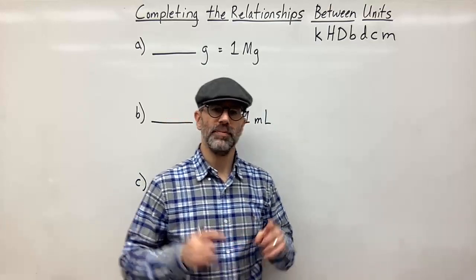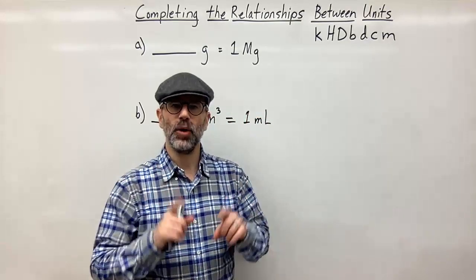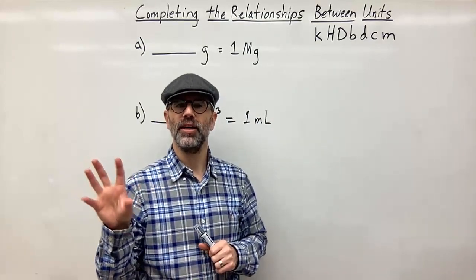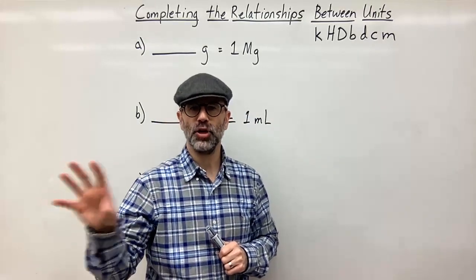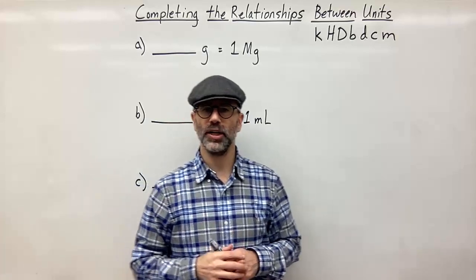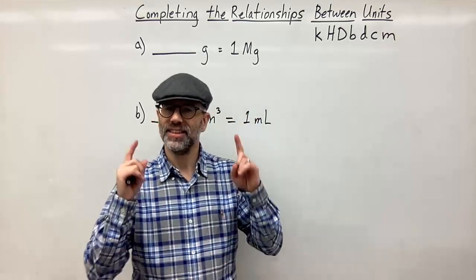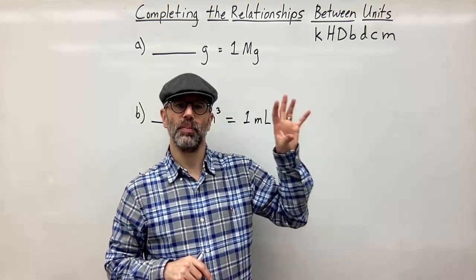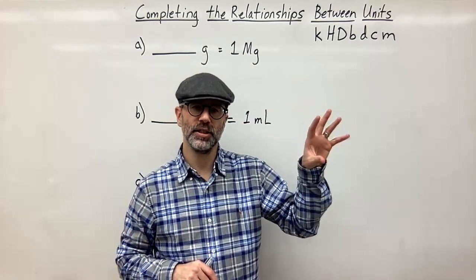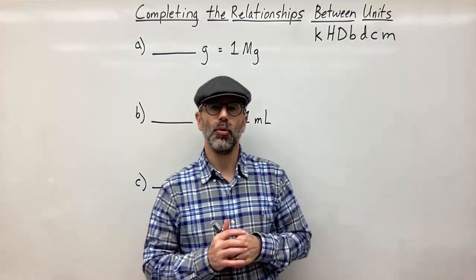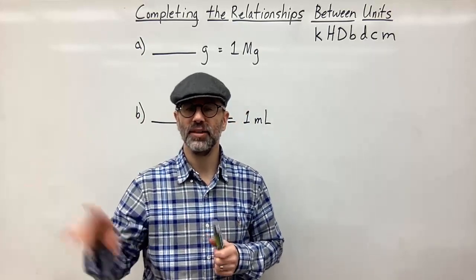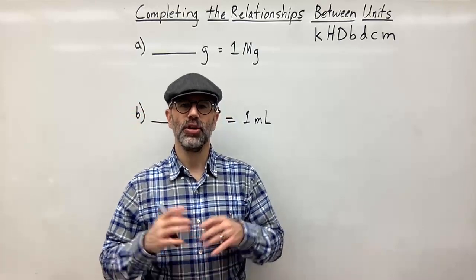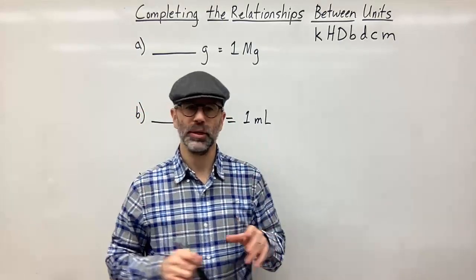But if it's the other way, if you have the 1 with the base unit and you're trying to put in the number or multiplier that goes with the prefix unit, it's the exact same thing. You're going to take whatever the prefix multiplier is, but this time, since you're putting it with the prefix unit, you have to change the sign of the exponent. I'll show you in a moment.